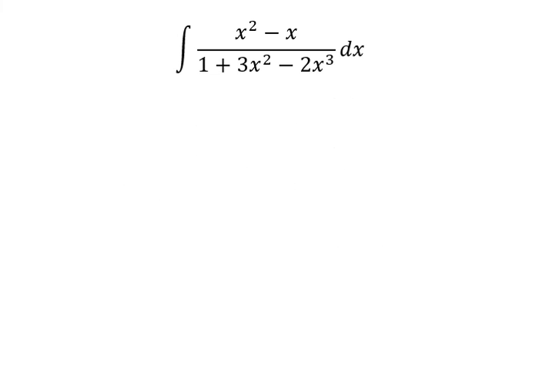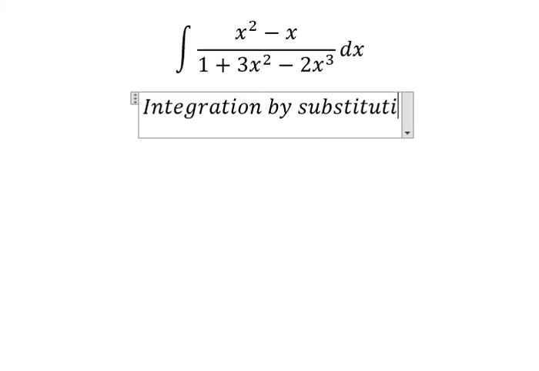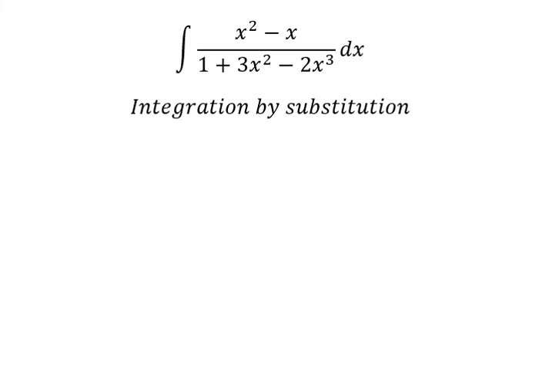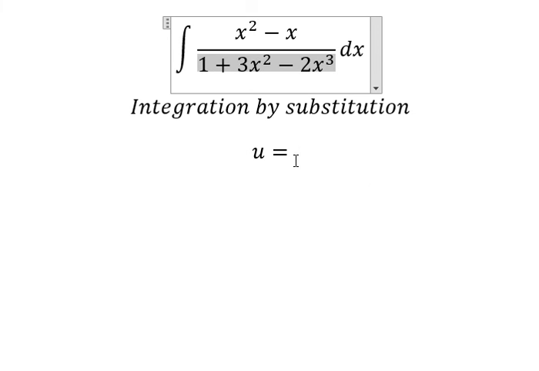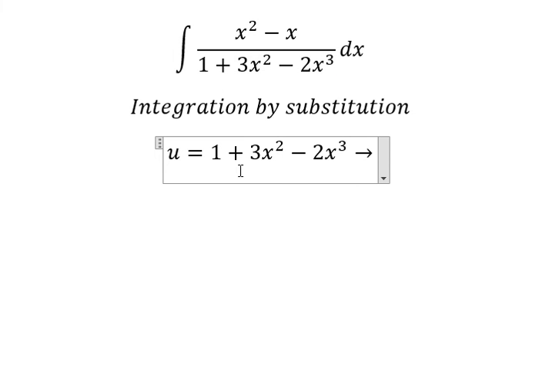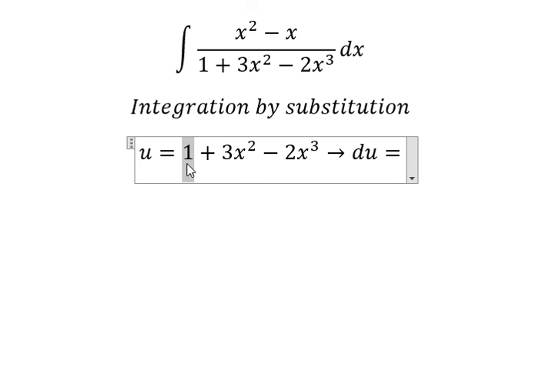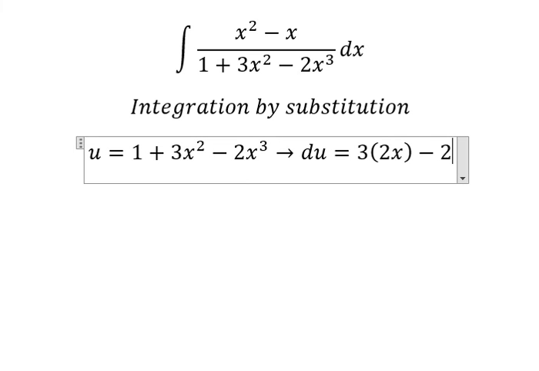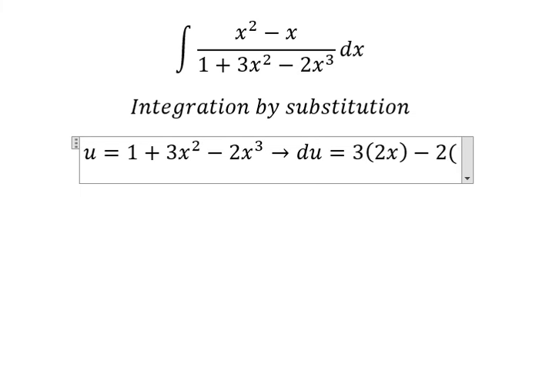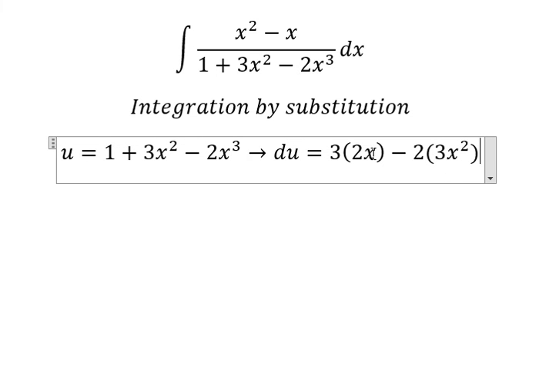Question number 2. We need to use integration by substitution. So I need to put u equals to this one. So if we do first the derivative for both sides. First, the derivative of number 1, this is the constant. First, the derivative of s squared, we have 2s. First, the derivative of s to the power of 3, we have 3s squared ds.